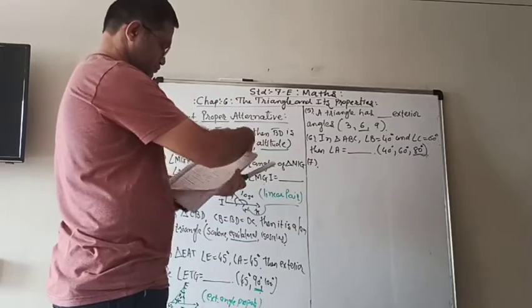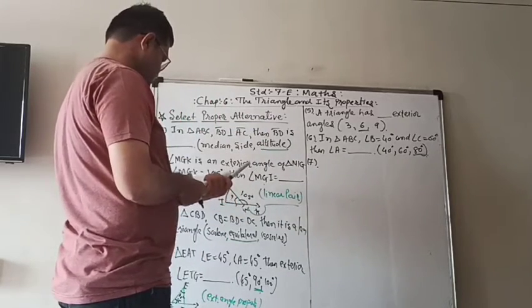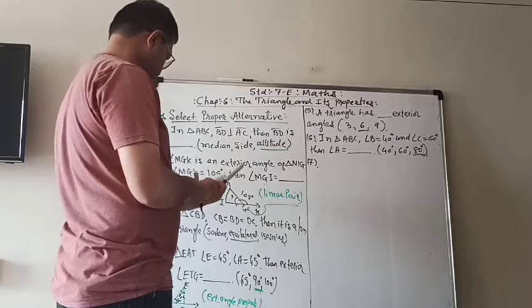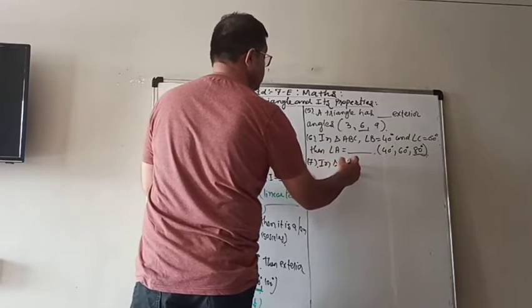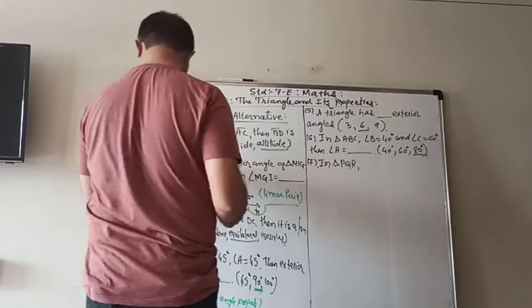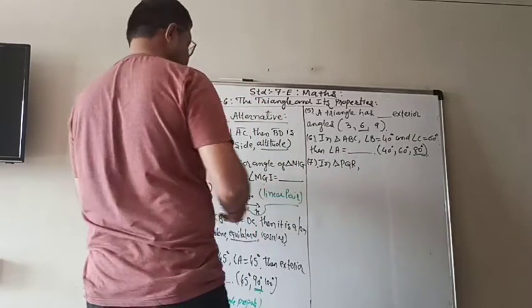Seventh one. In triangle PQR, PQ is equal to 6 centimeter.